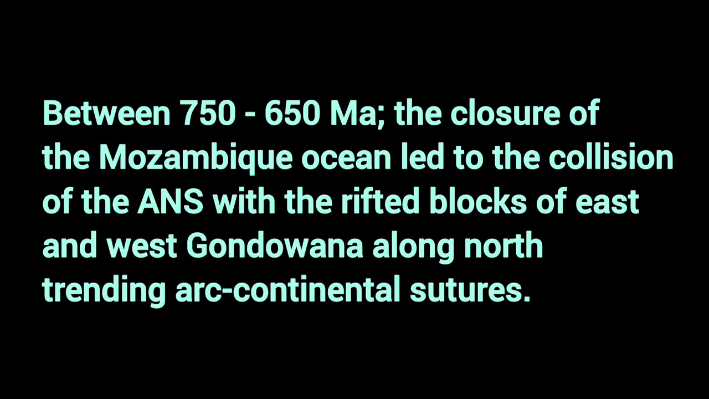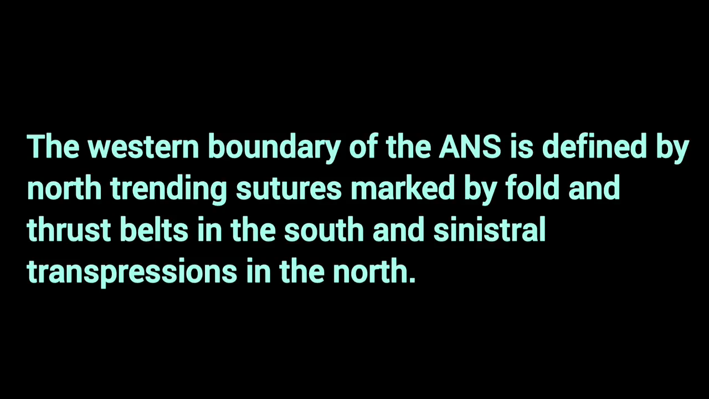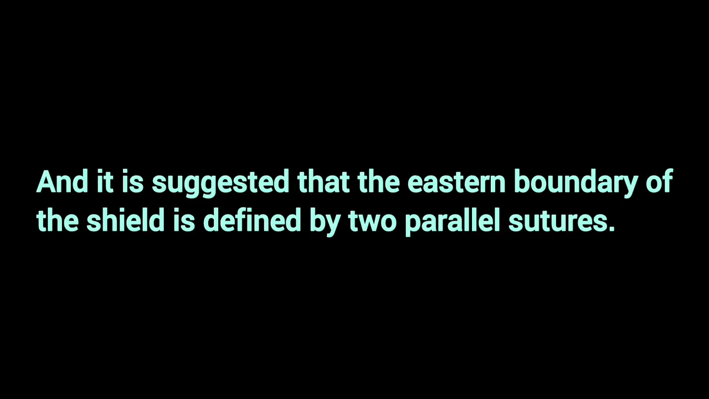The closure of the Mozambique Ocean led to the collision of the ANS with the rifted blocks of East and West Gondwana along north trending arc continental sutures. The western boundary of the ANS is defined by north trending sutures marked by fault and thrust belts in the south and sinistral transpressions in the north, and it is suggested that the eastern boundary of the shield is defined by two parallel sutures.